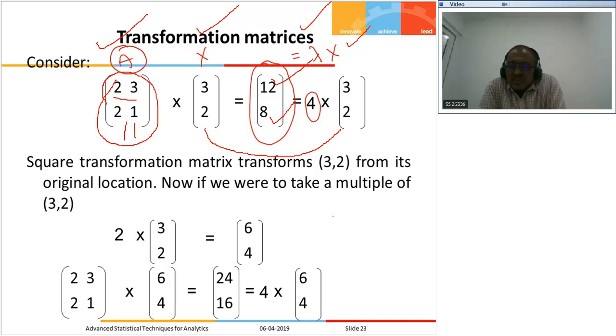Now, what is the significance of this? What is the significance of doing this? Any idea? Yeah, eigenvalues are close. Yeah, that is one observation, right?